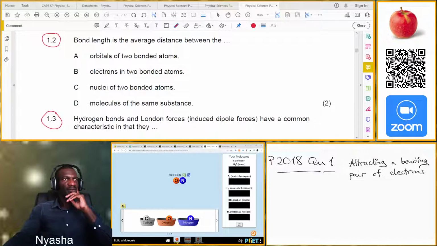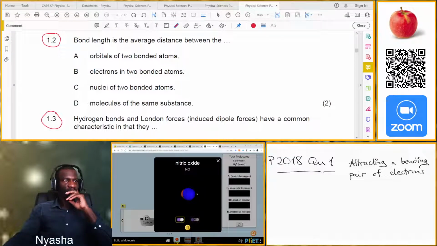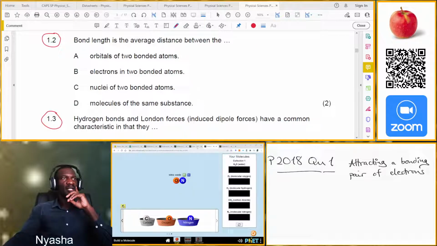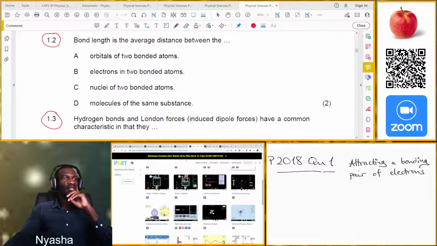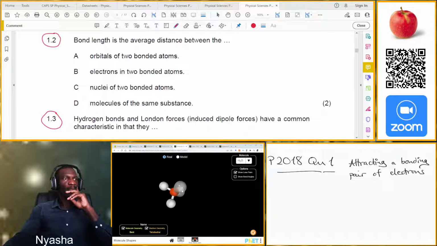Okay, we're trying to find some characteristics of the bond, right? Characteristics of the bond. So I'm not going to be able to pick it here again because we can't see where the bond starts, right?